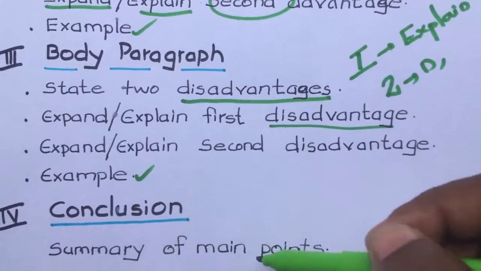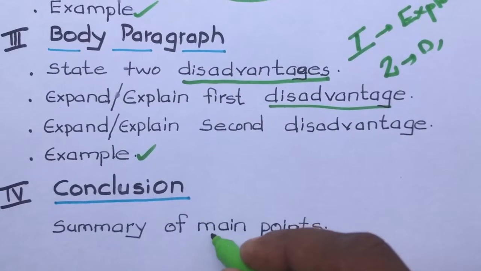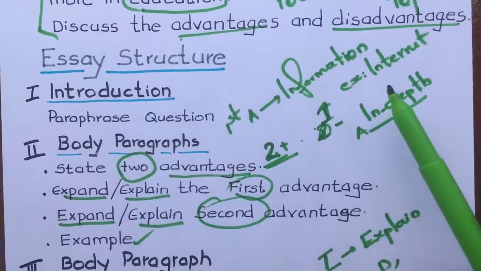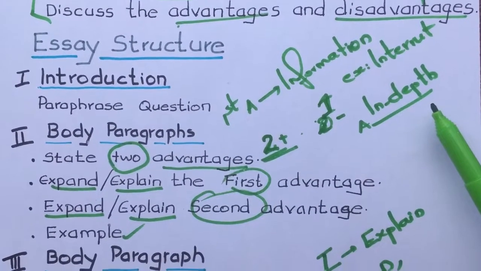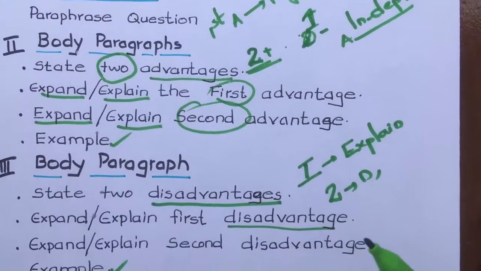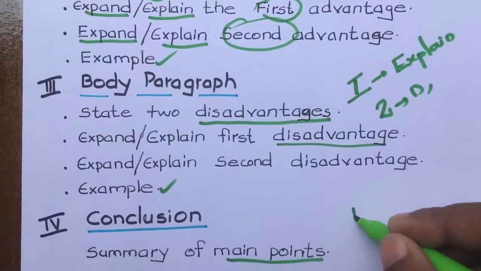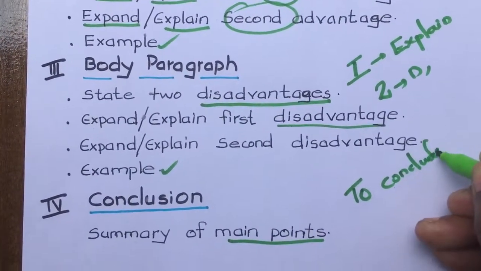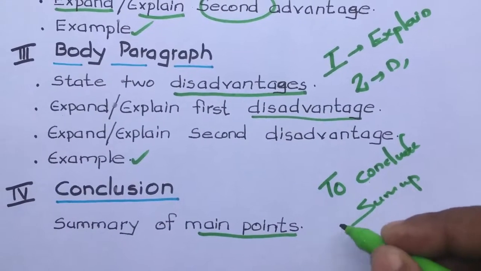And the last thing is always the conclusion. Whatever main points you have written, you have to summarize. So I have said that information is really vital, and that is my first advantage, and in-depth information you get, that's my second advantage. So in the conclusion, as I said yesterday, always use to conclude, or you can use to sum up, or something like that, in simple words.